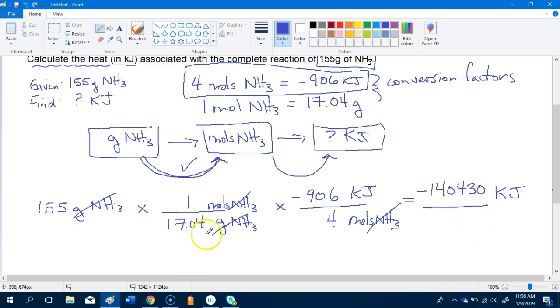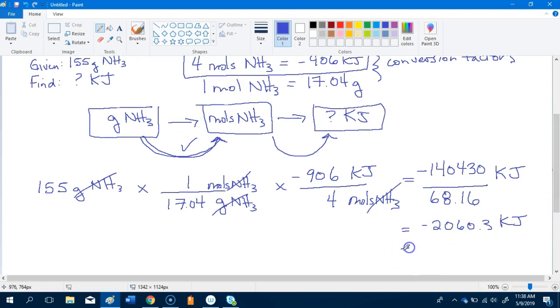all over. Now I'm going to go across my bottom, my denominators. 17.04 times 4 is 68.16. And then my last step is to divide. Negative 140,430 divided by 68.16 gives me negative 2,060.3 kilojoules.